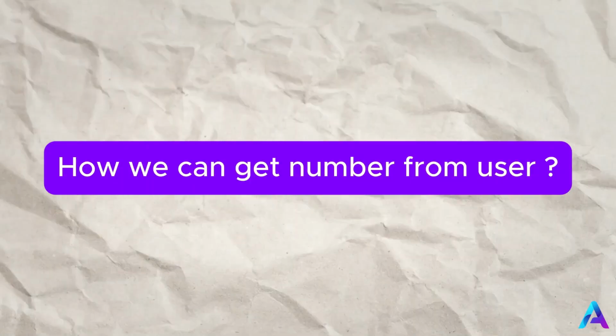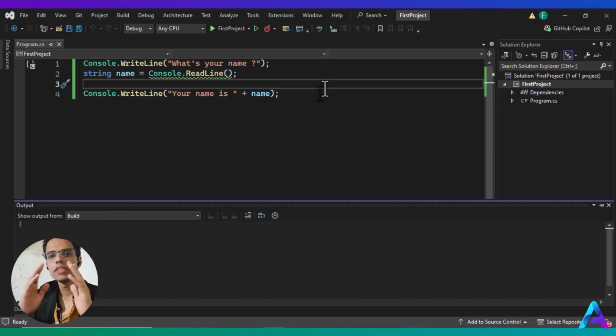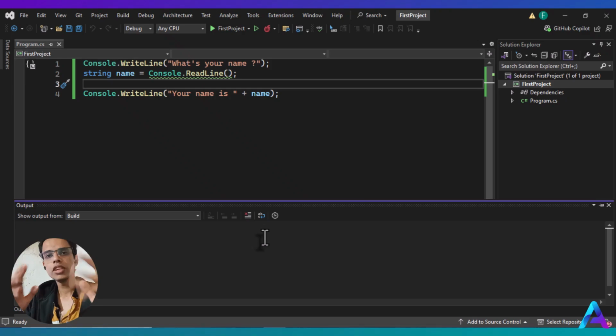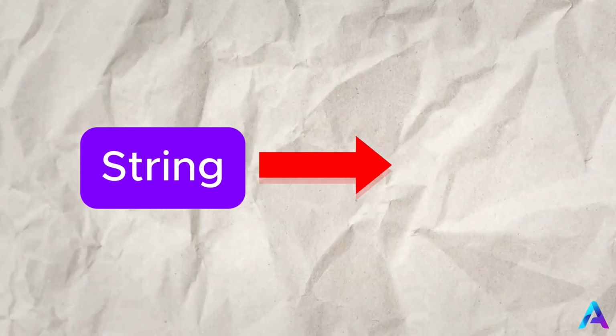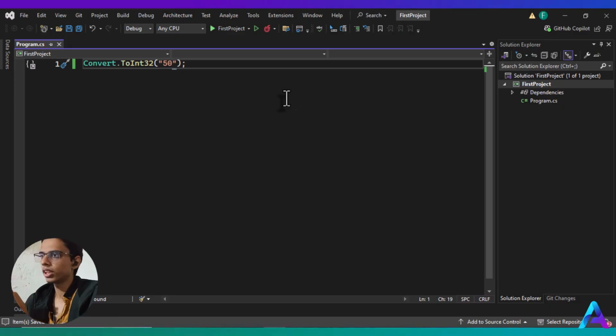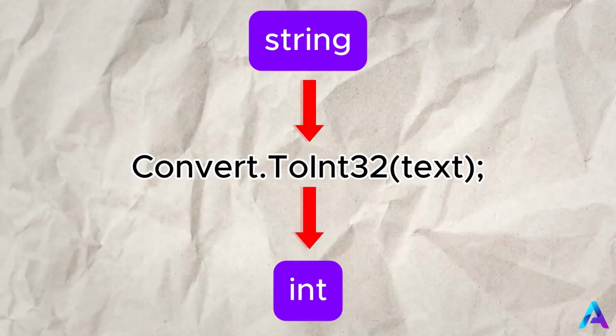So with that being said, how can we get a number from our user and also treat it as a number? By answering this important question, we go into the second topic of today's video, type conversion. If we want numbers from our user, first we should get it as a string, just like you learned, and then convert it into an integer. So here we should use Convert.ToInt32. This default C# function will get a string and return an int for us.